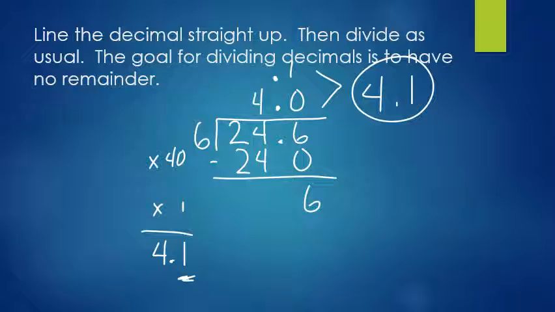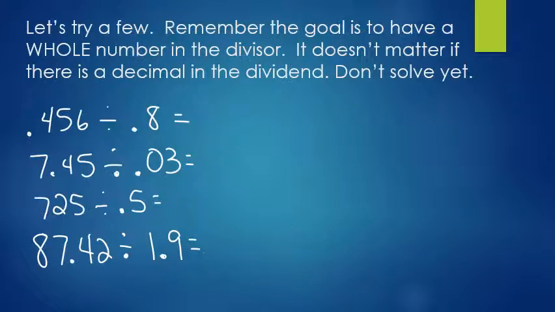So when I divide as usual, but remember, bring that decimal straight up. And think 246 divided by 6, that would go 40 times. So I'm going to put my 40 at the top as a partial quotient. When I subtract, I get 6 left, and 6 divided by 6 is 1. So my final quotient is 4 1/10. And I am left with no remainder. And that is the goal when you're dividing with decimals, not to have a remainder.